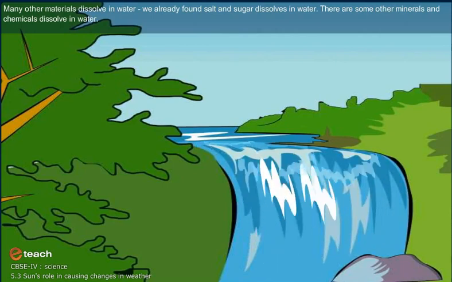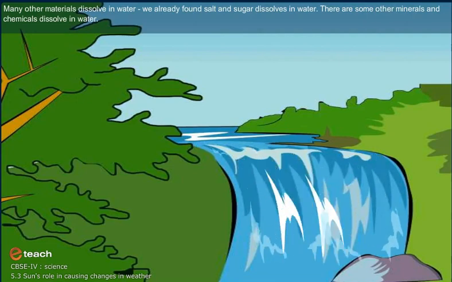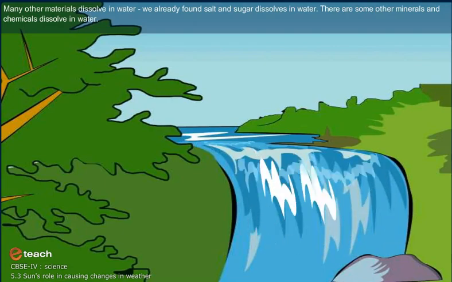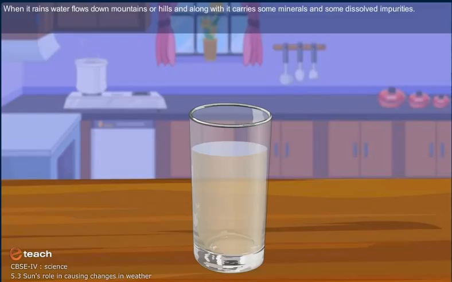We already found salt and sugar dissolve in water. There are some other minerals and chemicals that dissolve in water. When it rains, water flows down mountains or hills and along with it carries some minerals and some dissolved impurities. So we learnt that water picks up impurities as it flows.